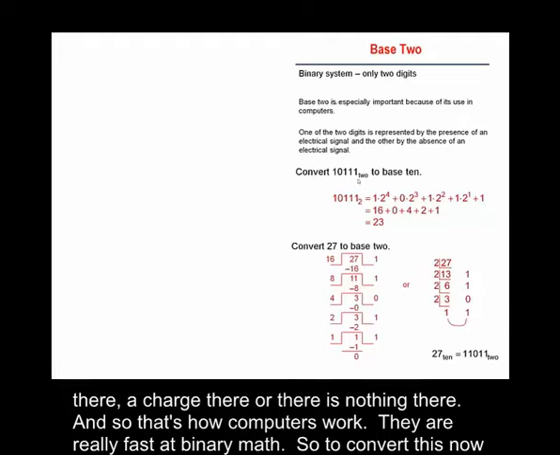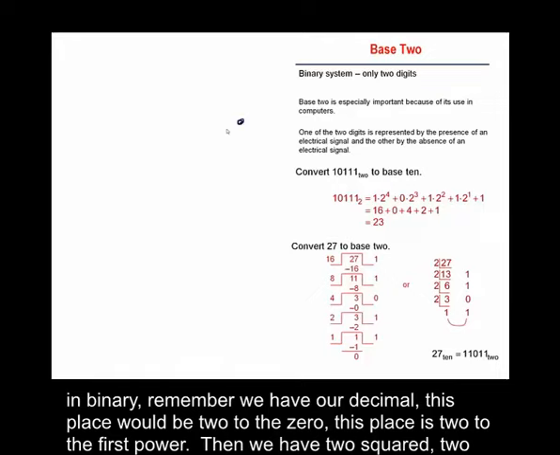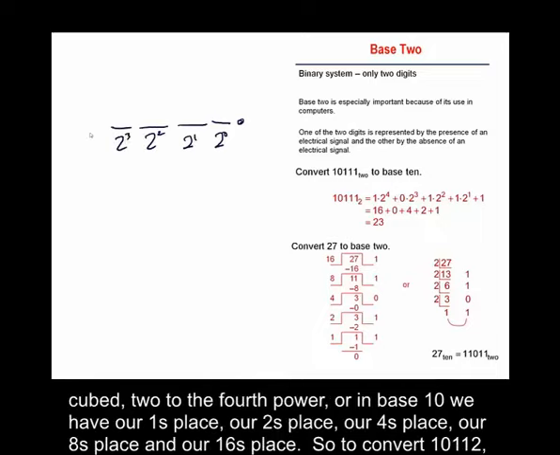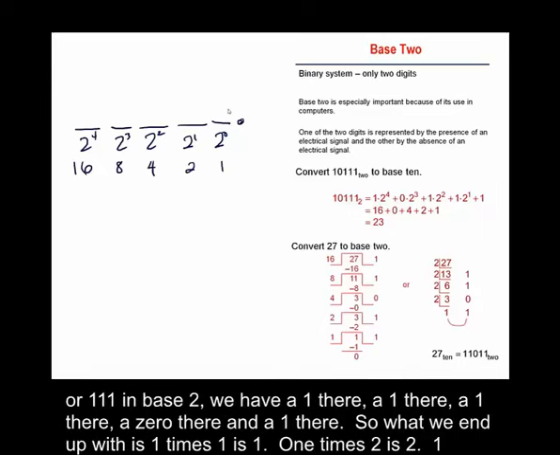So to convert this, now in binary, remember we have our decimal. This place would be 2 to the 0. This place is 2 to the first power. Then we have 2 squared, 2 cubed, 2 to the fourth power. Or in base 10, we have our 1's place, our 2's place, our 4's place, our 8's place, and our 16's place. So to convert 10111 in base 2, we have a 1 there, a 1 there, a 1 there, and a 0 there, and a 1 there.